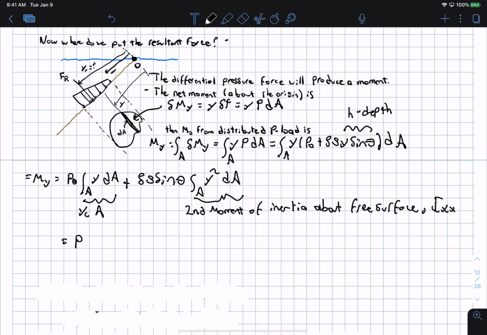Okay, and so we then use those definitions. The first term is nothing more than the atmospheric pressure times the y value of the centroid times the area of the gate. And we add the second term to it, and that's rho g sine theta times the moment of inertia of the gate about the origin. Okay?